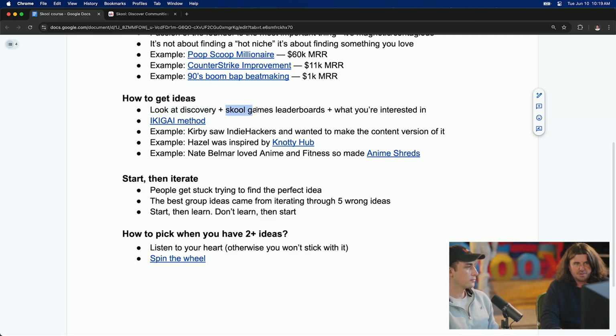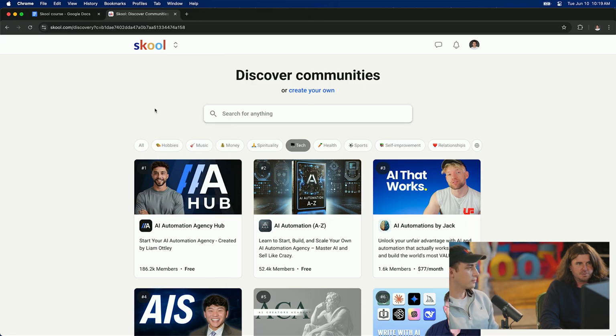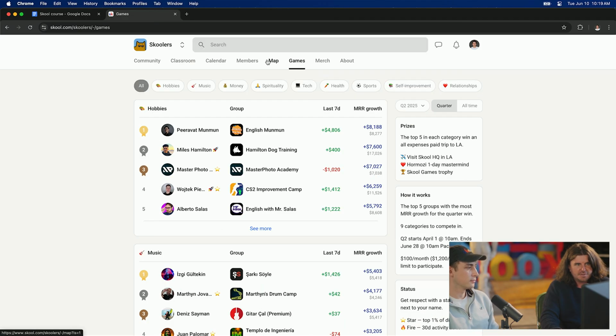Another thing you can do is look at the Skool Games leaderboards. If you go to the Skoolers community and click on games, here you can see all the different ranking groups in different communities.